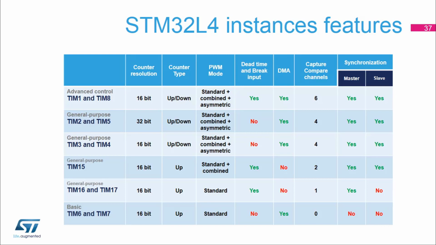Timers 15, 16, and 17 are light timers with support for standard PWM only, with 1 or 2 channels and upcounting mode only. They complement the other timers whenever additional independent time bases are necessary. They also have Deadtime insertion and break input for driving simple power systems with 1 PWM pair only. Lastly, timers 6 and 7 are pure time bases with no outputs, aimed principally to trigger the DAC converters or to provide software time bases.